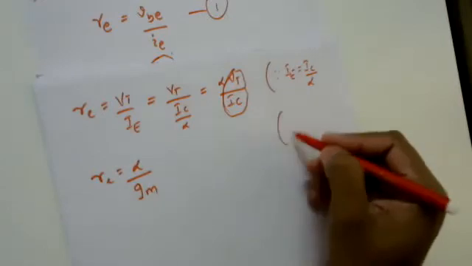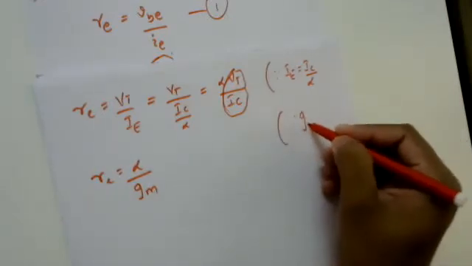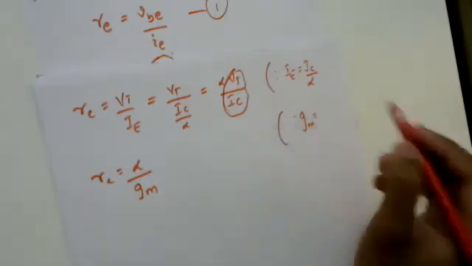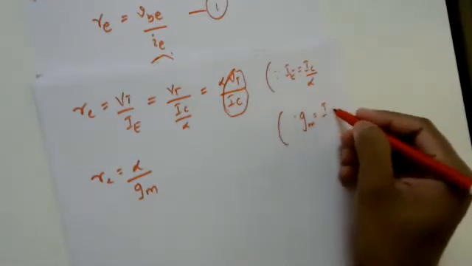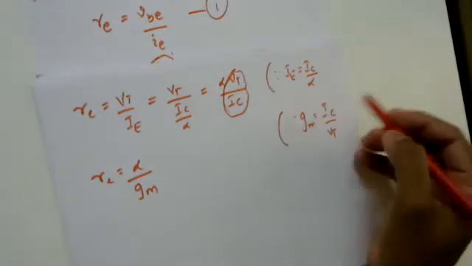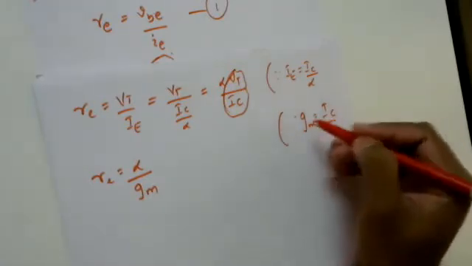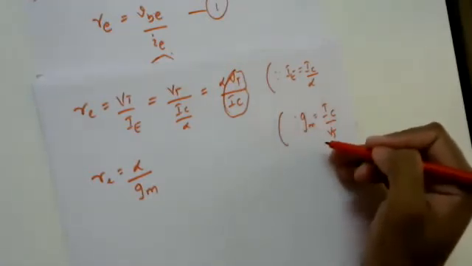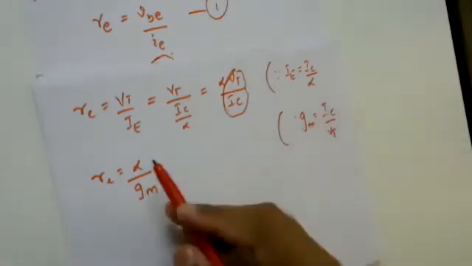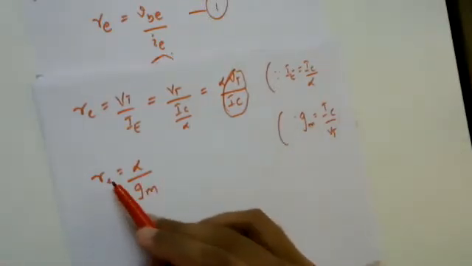Again, if you want the fundamentals, GM is defined as IC divided by VT. So I'm taking the inverse ratio, VT by IC, and this becomes 1 by GM. So this is the equation for my RE.